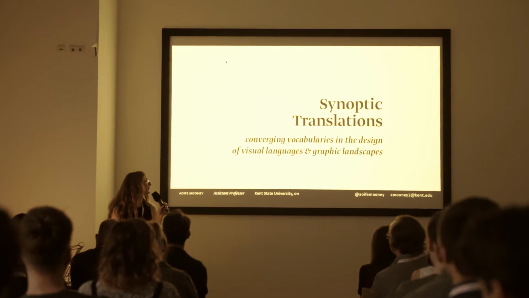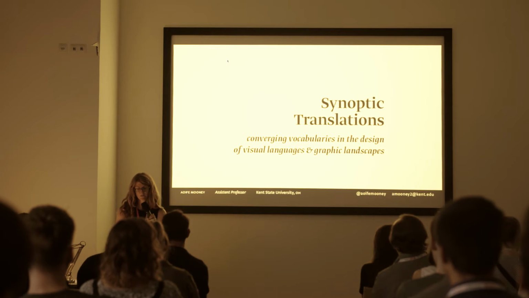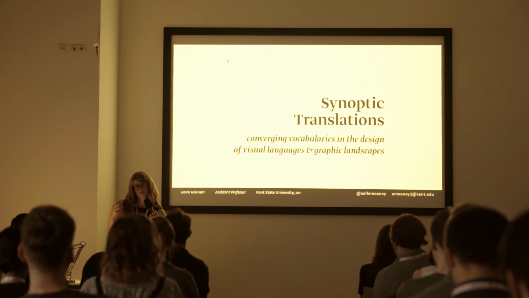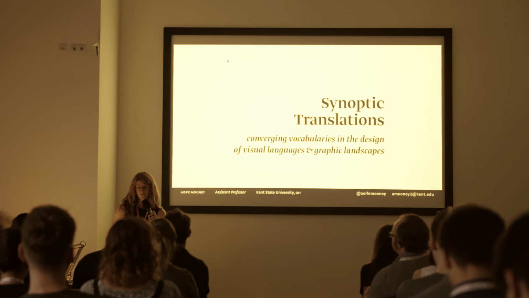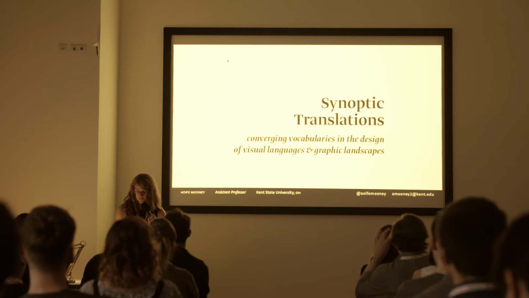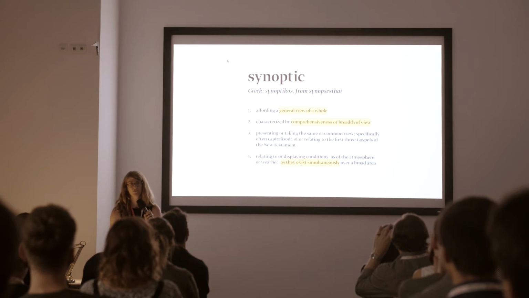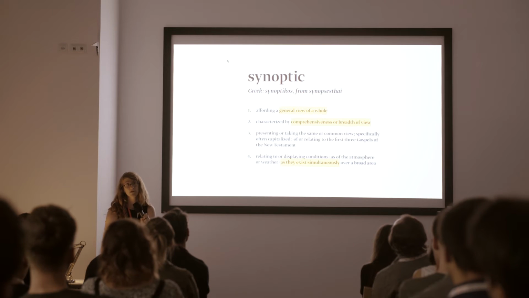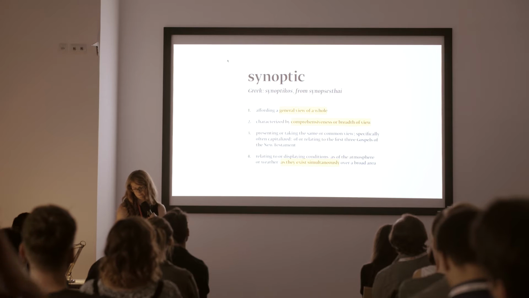So today I'm going to talk to you about an idea I'm calling Synoptic Translations, which is kind of a wordy way of describing the synthesis between text and image that happens in infographic visual languages or graphic landscapes. So I'm just going to break that into two parts. And this is really just to give the backdrop to a project that I developed for an undergraduate audience in their fourth semester or second year of a visual communications degree.